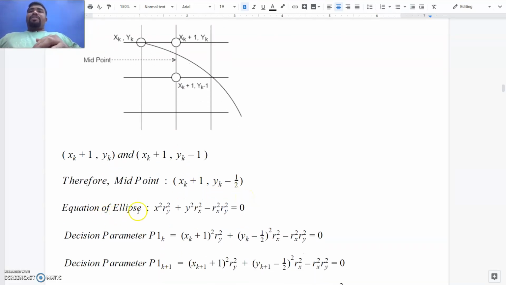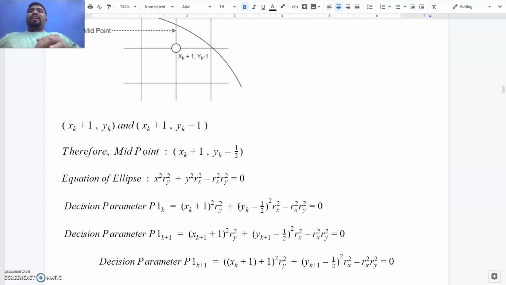Now what is the equation of an ellipse? We have this. So now we can directly place these values of xk plus 1 and yk minus half into the equation of the ellipse, which we have done correctly over here, and that becomes our decision parameter. Now why have we written p1k? It is because we are solving region 1. So this is the decision parameter for region 1.